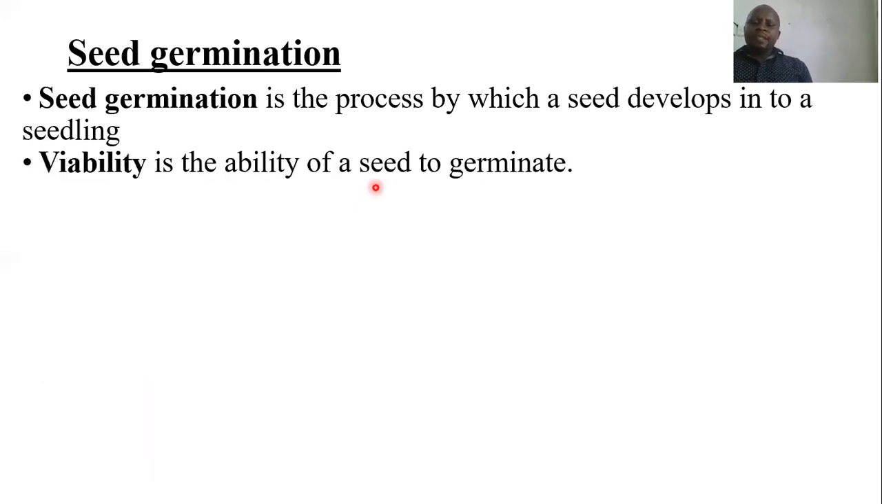Now, what do you understand by the term viability? Viability of a seed is the ability of a seed to germinate. Some seeds cannot germinate because they're not viable. So seed viability refers to the ability of the seed to germinate.